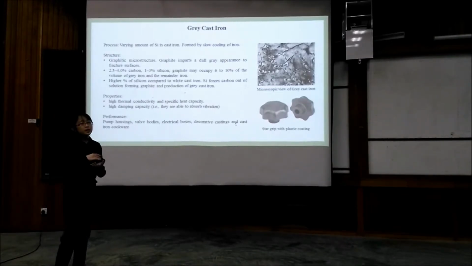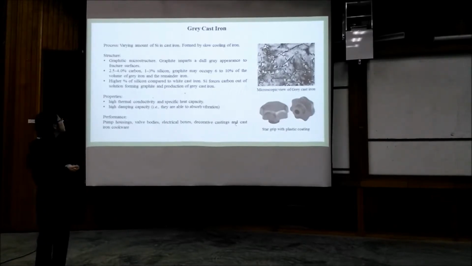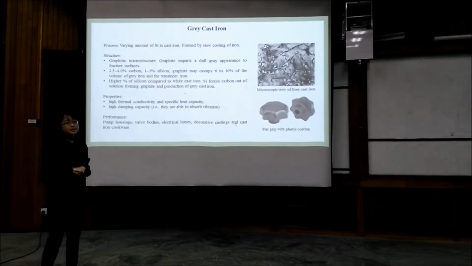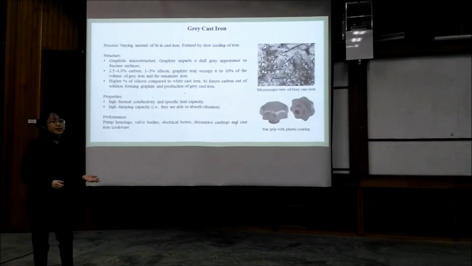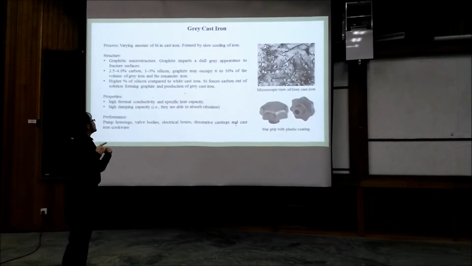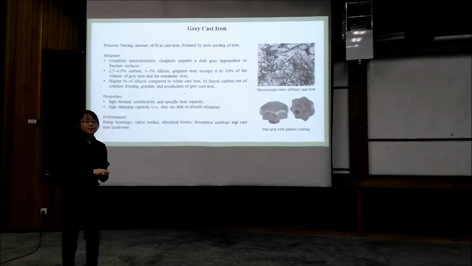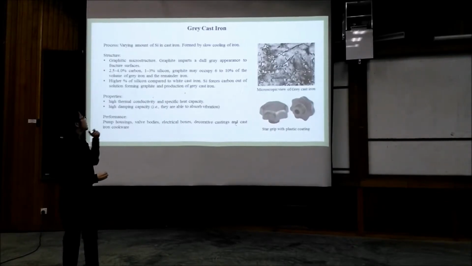The graphite imparts a dull grey appearance at the fractures of the grey cast iron. Grey cast iron contains 2.5 to 4% carbon, 1 to 3% silicon, and the graphite may occupy 6 to 10% of its volume, and the remainder is the iron. Because of the higher percentage of silicon in grey cast iron compared to white cast iron, the graphite forms, because silicon is a graphitizing agent.